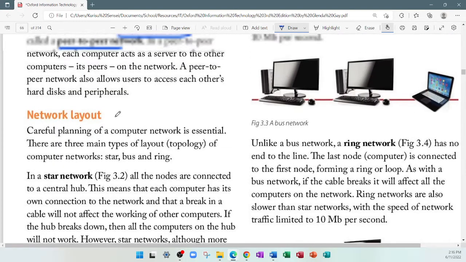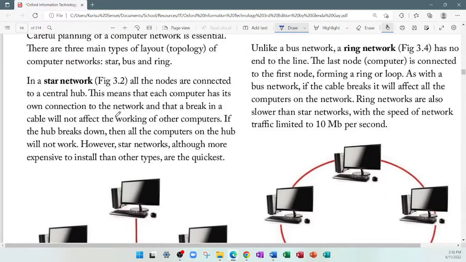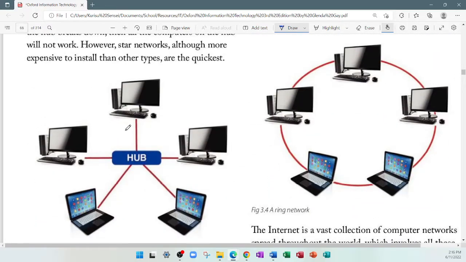Now next we're going to look at the network layout. So we have 3 configurations for the network layout. We have a star configuration. Now a star configuration has a central device. The configuration is figurative, as in a figurative star. It's not looking like an actual star.